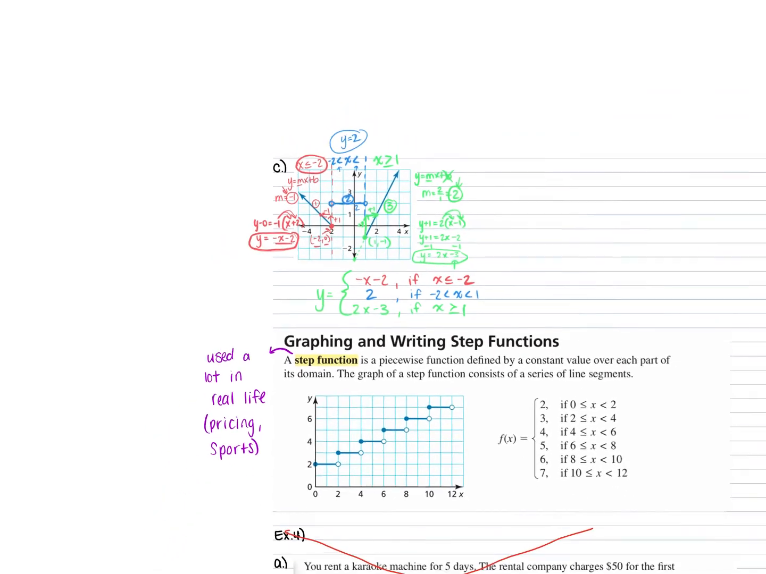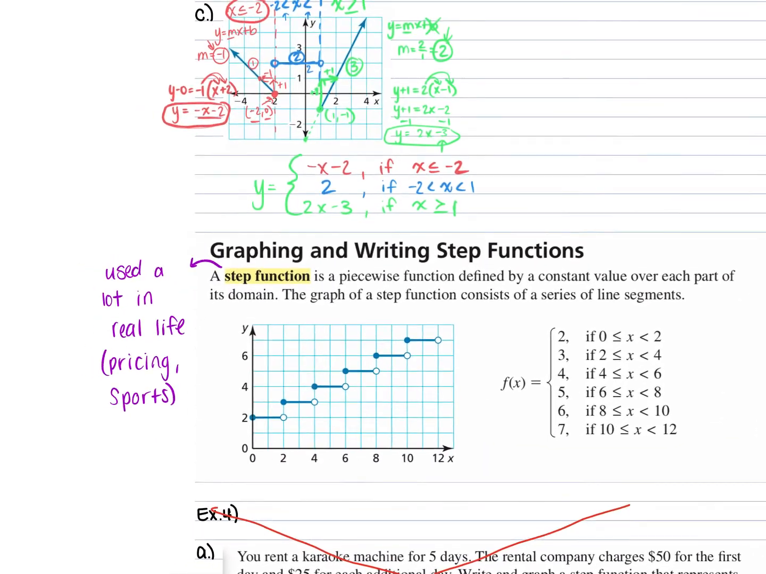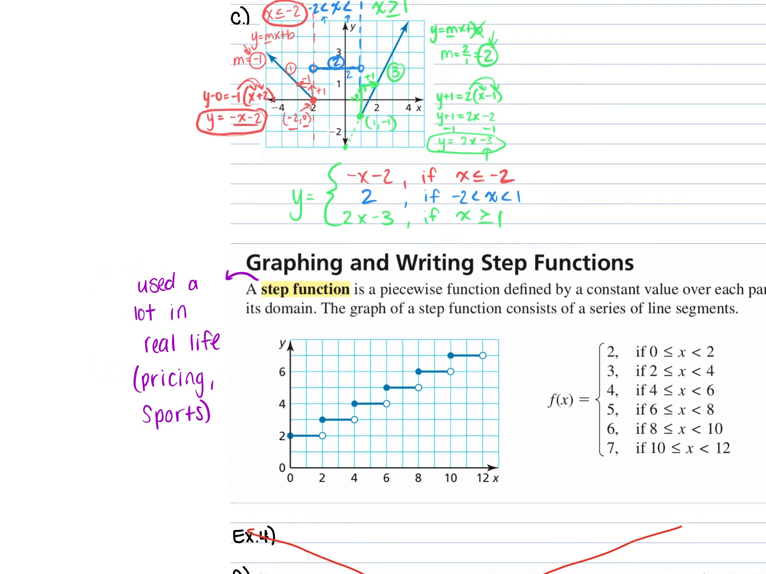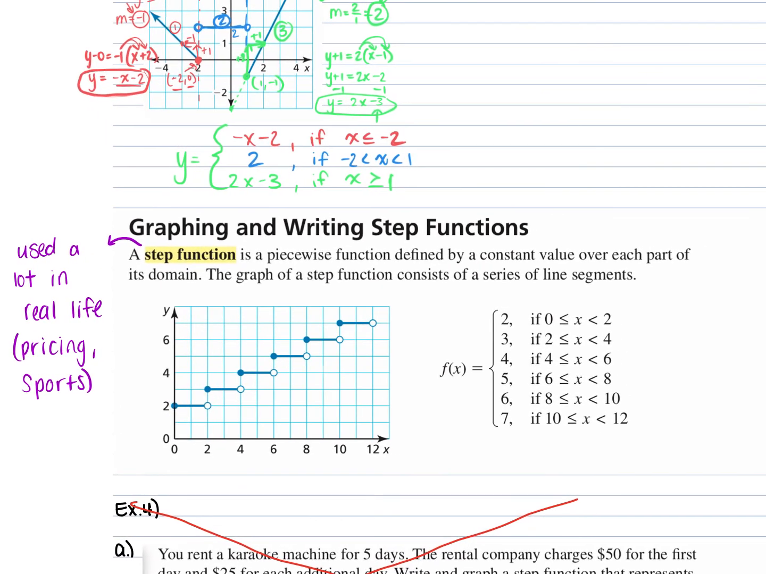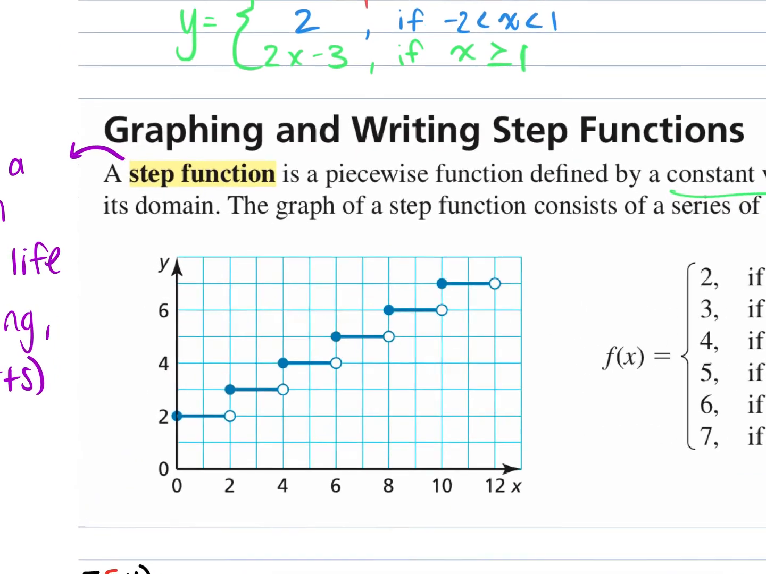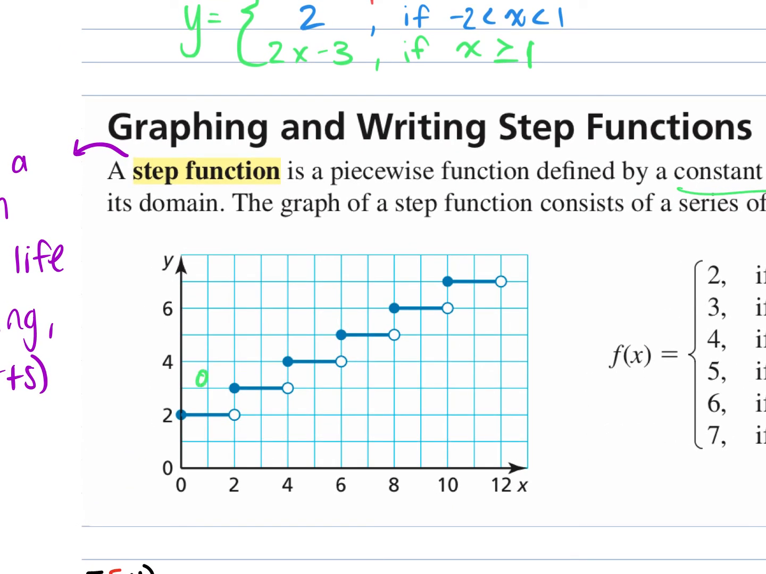That's it, guys, okay? The last thing we're going to talk about is graphing and writing step functions. And a step function is a piecewise function defined by a constant value over each part of its domain. The graph of a step function consists of a series of line segments, okay? And as you notice, it kind of looks like steps, like there's a person walking here and they're stepping up from one step to the next.